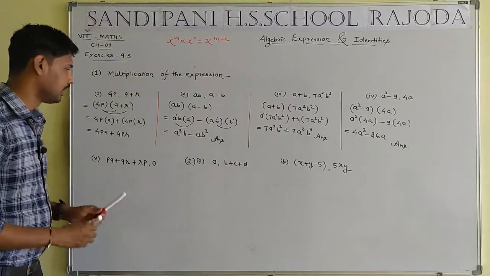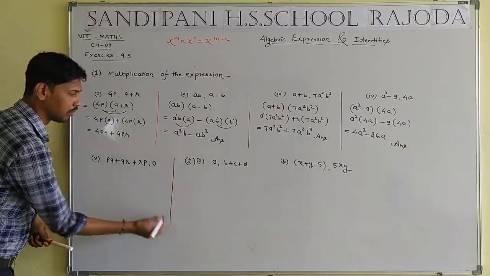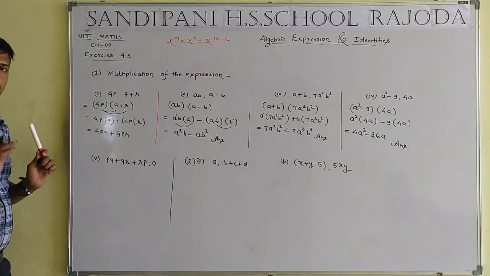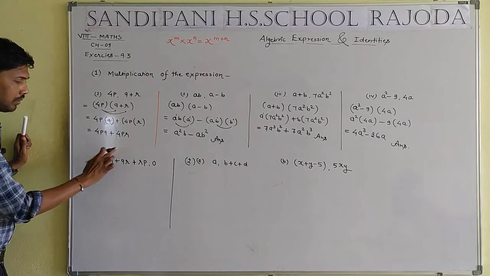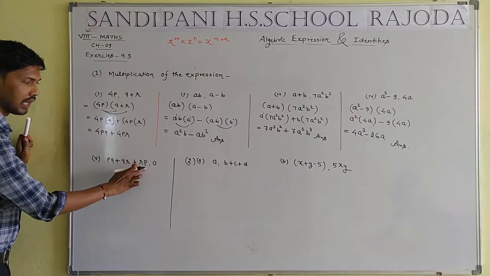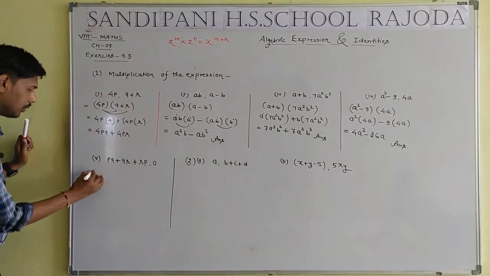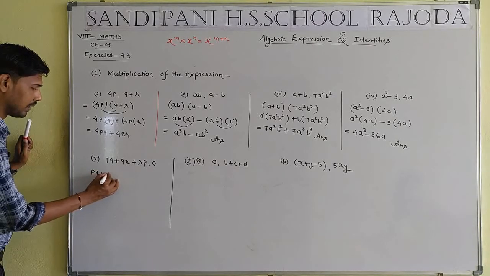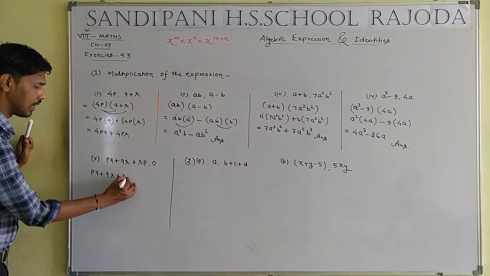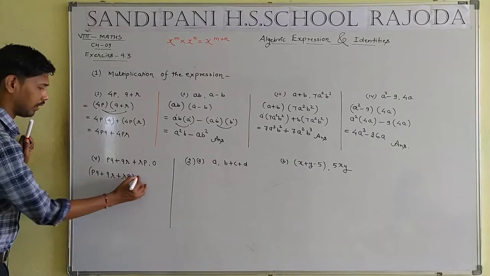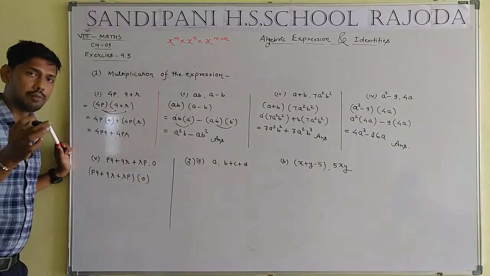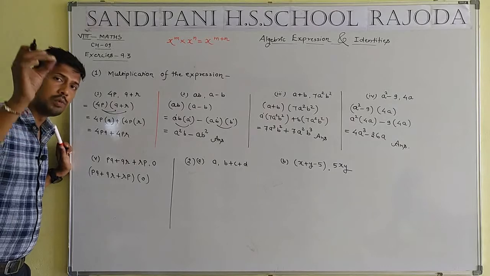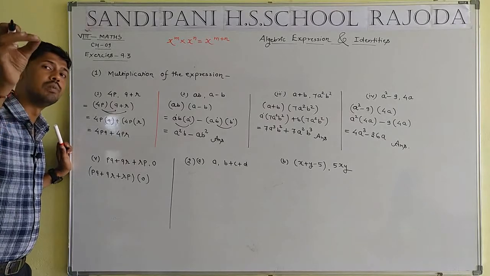Now we take the next question, last question of question number first, question number fifth. PQ plus QR plus RP multiplied by 0. We have a single quantity, and any number or any quantity multiplied by 0 will be equal to 0.